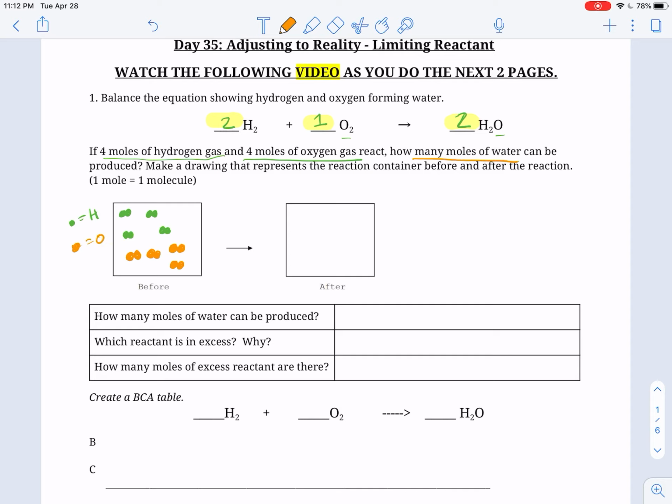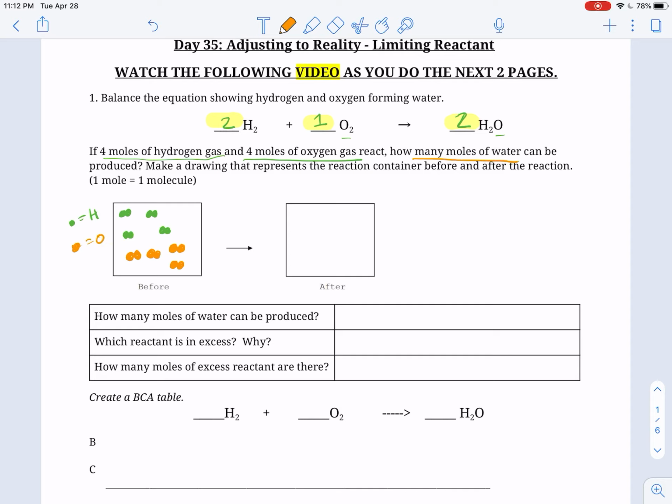Okay, we want to know then how many moles of water can be produced. Okay, so every water is going to be an H2O. So basically, one of these hydrogens and half of this oxygen is going to come together to make a water. Okay, so like there's a water. Okay, I can take another one of these hydrogens and the rest of that oxygen to make another water.